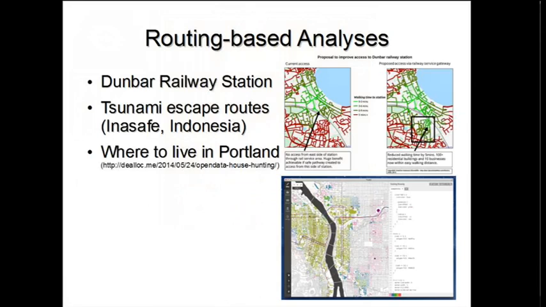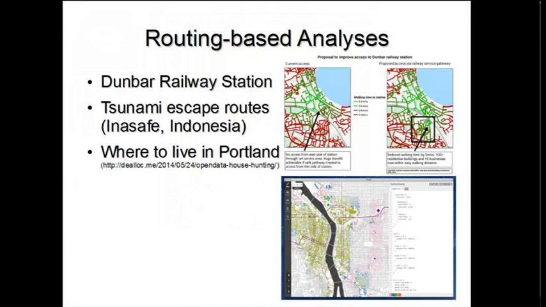There are also routing-based analyses, and this is why the 3 R's are really important, because they form a groundwork for this. This just shows an example of what would happen if you put a bridge at Dunbar Station in terms of accessibility to the station for foot access.